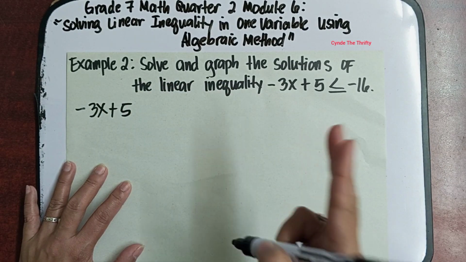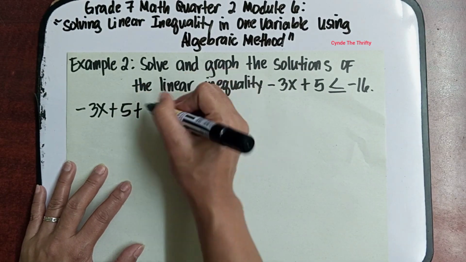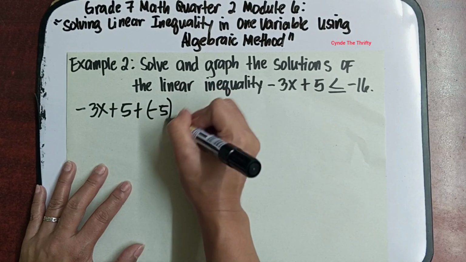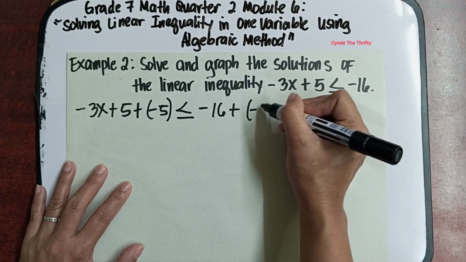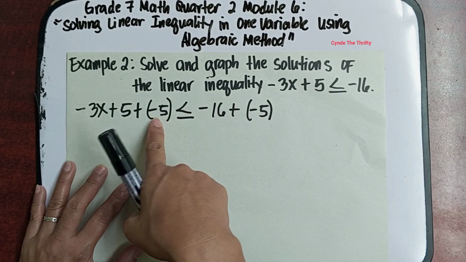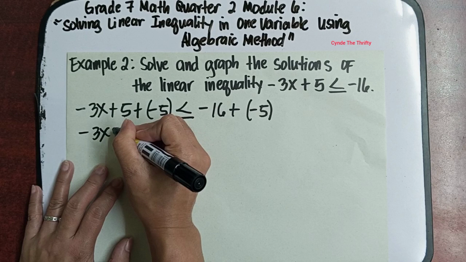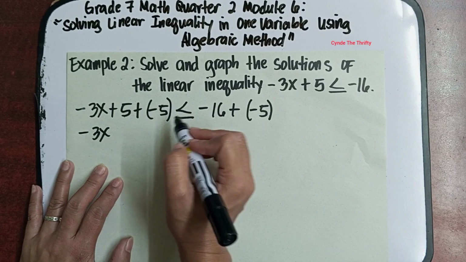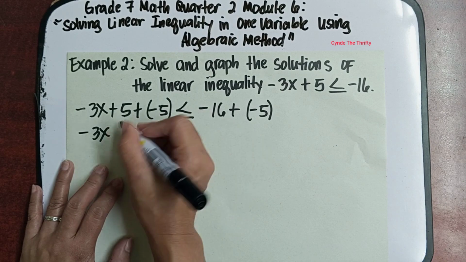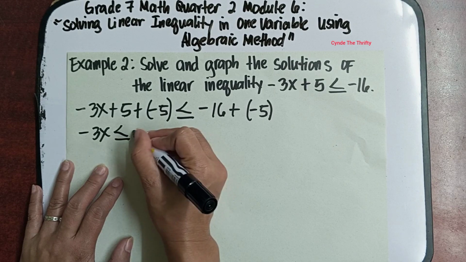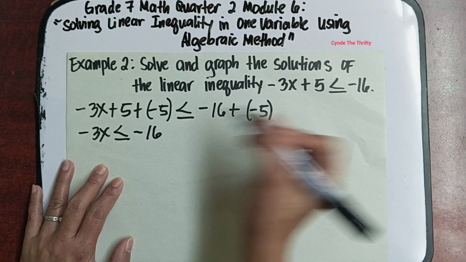Gagamitin natin ang addition property of inequality. So, dahil positive 5, so mag-add tayo ng negative 5 para mawala si 5. Is less than or equal to negative 16 plus negative 5. So, dapat ang both sides is nag-add ka ng negative 5. Okay. So, negative 3x, positive and negative, of course, 0. So, kasi positive times negative, negative pa rin siya. So, positive and negative is equal to 0. Is less than or equal to negative. Okay. So, negative 16, positive and negative is negative 5.